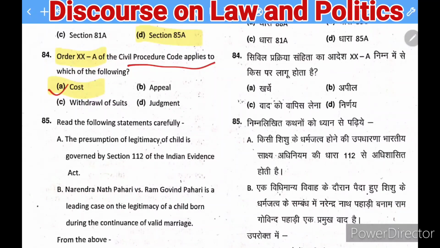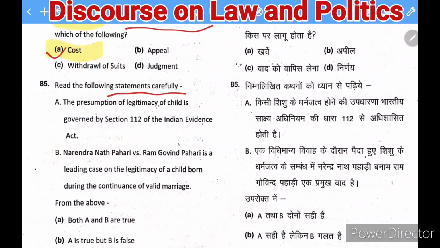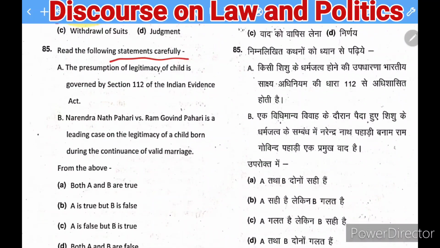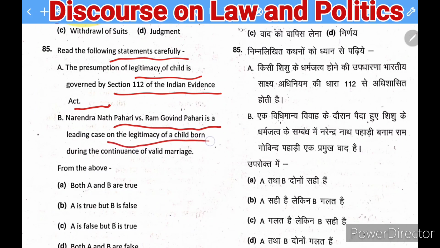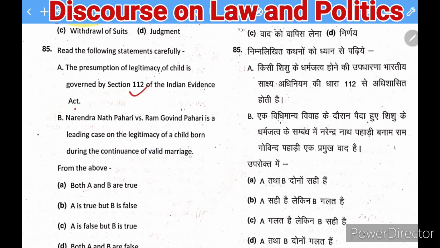Next one, read the following statements carefully, and then we have to see which is true and which is false. A: The presumption of legitimacy of a child is governed by section 112 of the Indian Evidence Act. B: Narendra Nath Pahari versus Ram Govind Pahari is a leading case on the legitimacy of a child born during the continuance of a valid marriage. Both the statements given here are correct. So the right answer of this question is that both A and B are true.